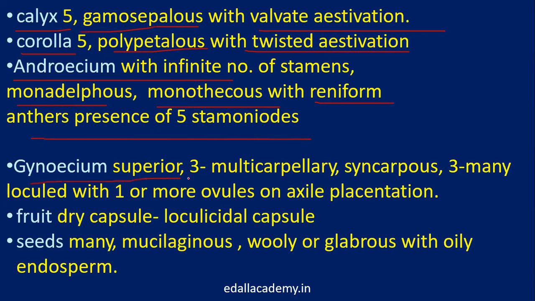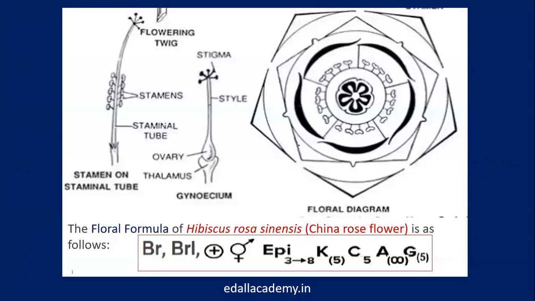Gynoecium, ovary superior. 3 to multicarpellary. Carpels are united. It is called syncarpous. 3 to many locules. Locules are nothing but chambers, with 1 or more ovules present on axile placentation. Fruit is a dry capsule, loculicidal capsule. Fruits contain many seeds, mucilaginous, woolly or glabrous with oily endosperm. See the diagrammatic representation, the floral diagram. All the floral characters are explained with the help of the diagram and floral formula.